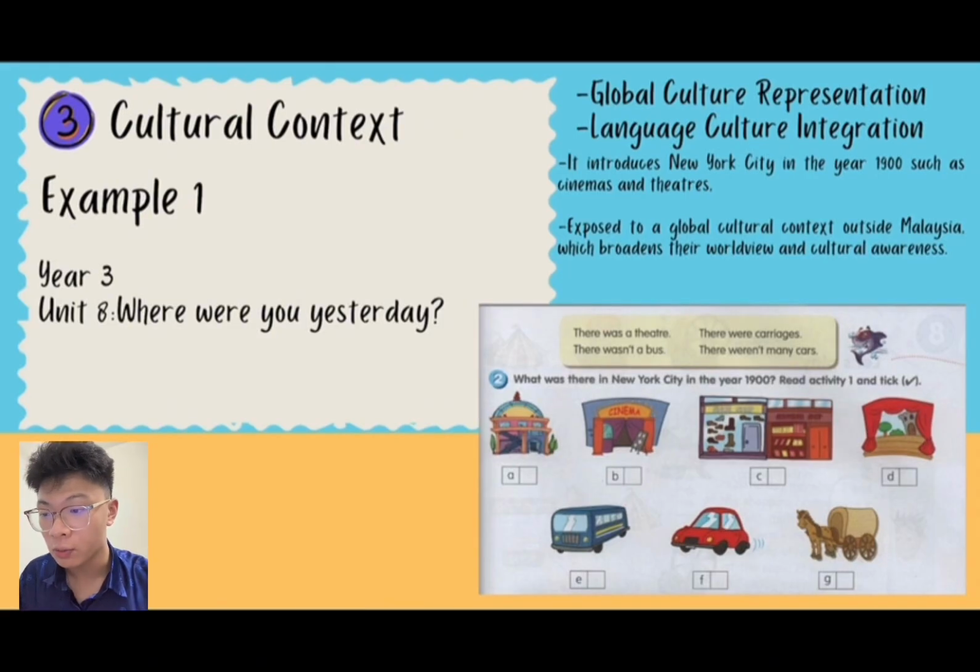So based on this activity below, what was there in New York City in the 19th century? Read Activity 1 and tick the correct answers. So this will represent how global culture representation comes into place, because it will explain what things they had back in the 19th century.